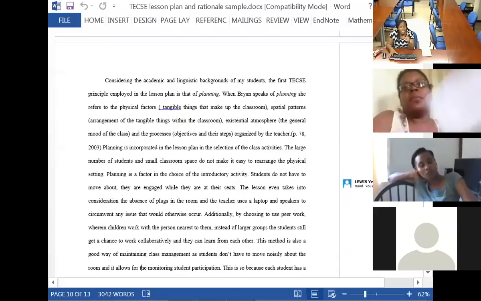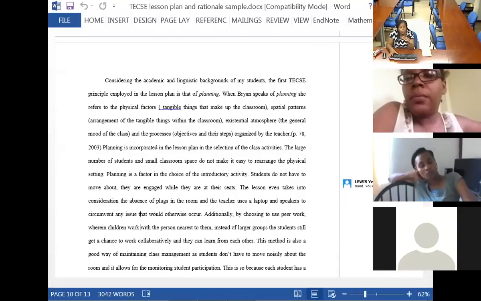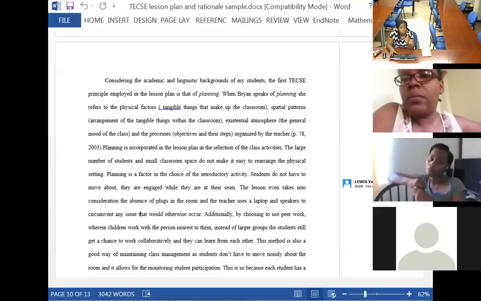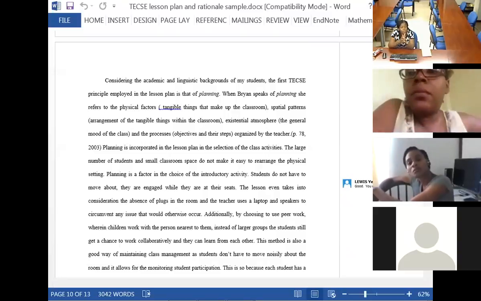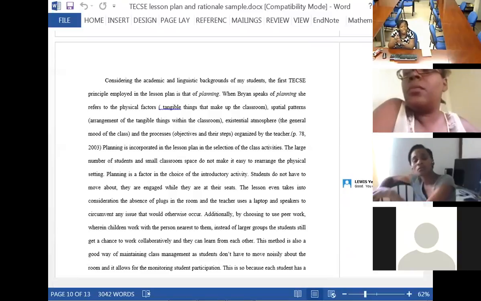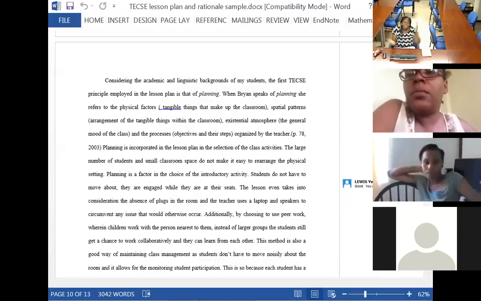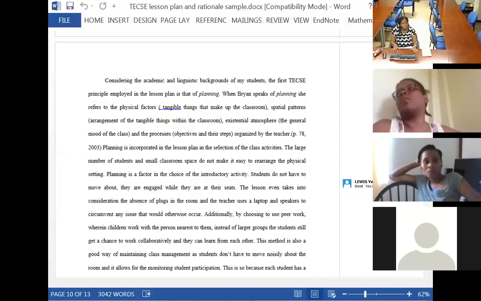Now, in a sense, the last part of the rationale that I want you to focus on is that it shows how each textbook principle is incorporated, right? Considering the academic and linguistic backgrounds of my students, the first textbook principle employed in the lesson plan is that of planning. And clearly, all of you will have to write about planning because you're writing a lesson plan. So you now need to look at what it is that she says about planning and how you incorporated that notion into your lesson.